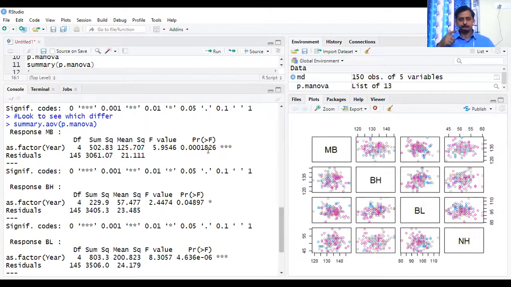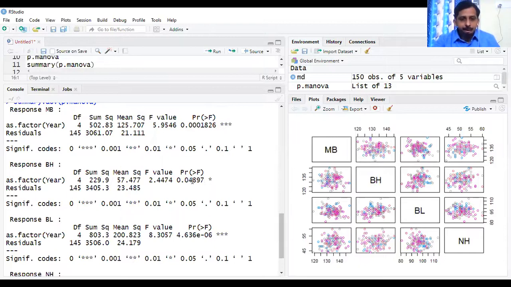If a significant p-value is noticed, it creates one more investigation question: for which pair of years does the average MB value have a difference? Similarly, with respect to height, here the p-value, if you see, is 0.048, not close to 0.05 but still we need to reject the null hypothesis.